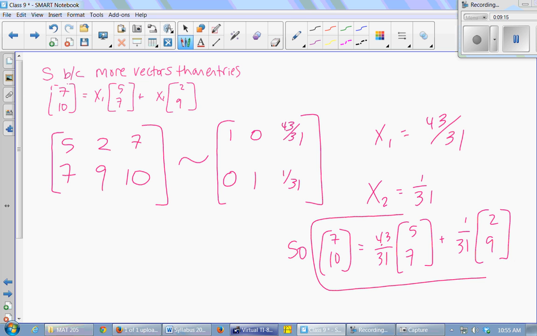Right? And when you can write one of the vectors in a set as a linear combination of the others, that means they are linearly dependent. And this will happen anytime you have more vectors than entries.